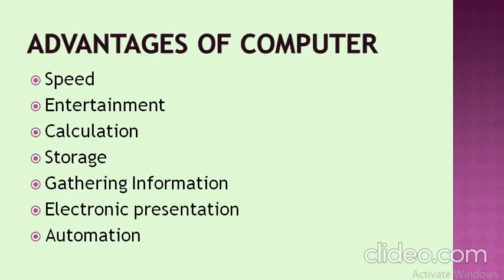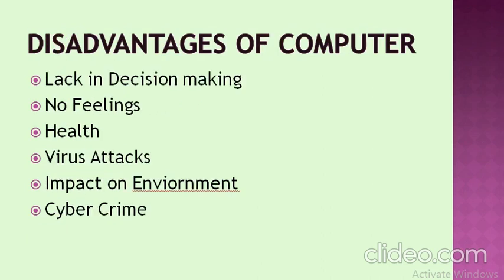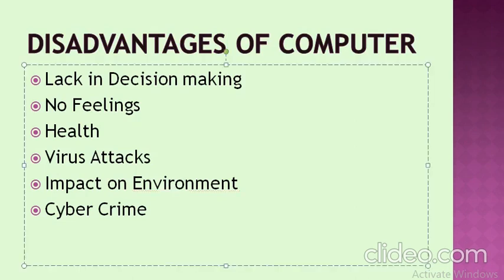So this is all about the advantages of computer, the benefits of computer. Now let's see what all things a computer cannot do. What are the disadvantages of computer? The first disadvantage of computer is that computer lacks decision making. Computer completely works on the instruction we give to it. So it lacks decision making. It cannot make decisions on its own.